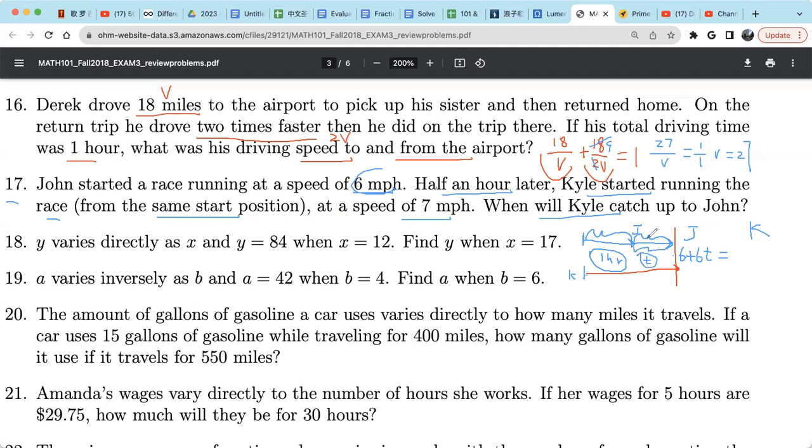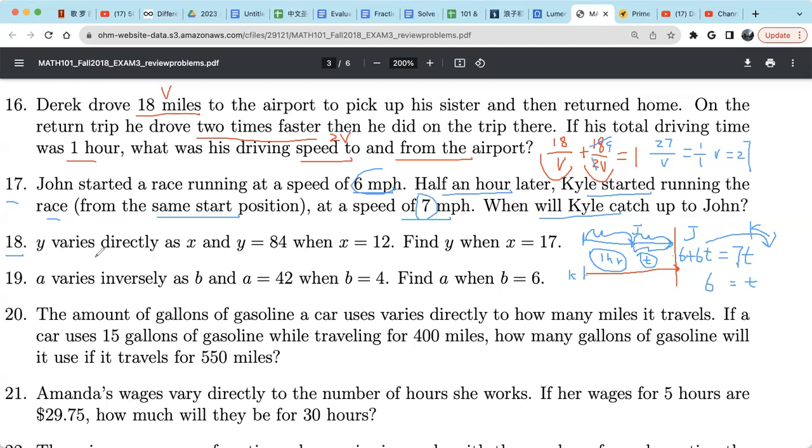Right? Then what about Kyle? Kyle's distance. Kyle started running, Kyle's speed is 7 miles. So that's Kyle's distance, Kyle's speed multiplied by time. So we just solve the equation, right? We move 6t to the other side. 7t minus 6t, this is t. So t equals 6. So 6 hours later, Kyle catches up with John.